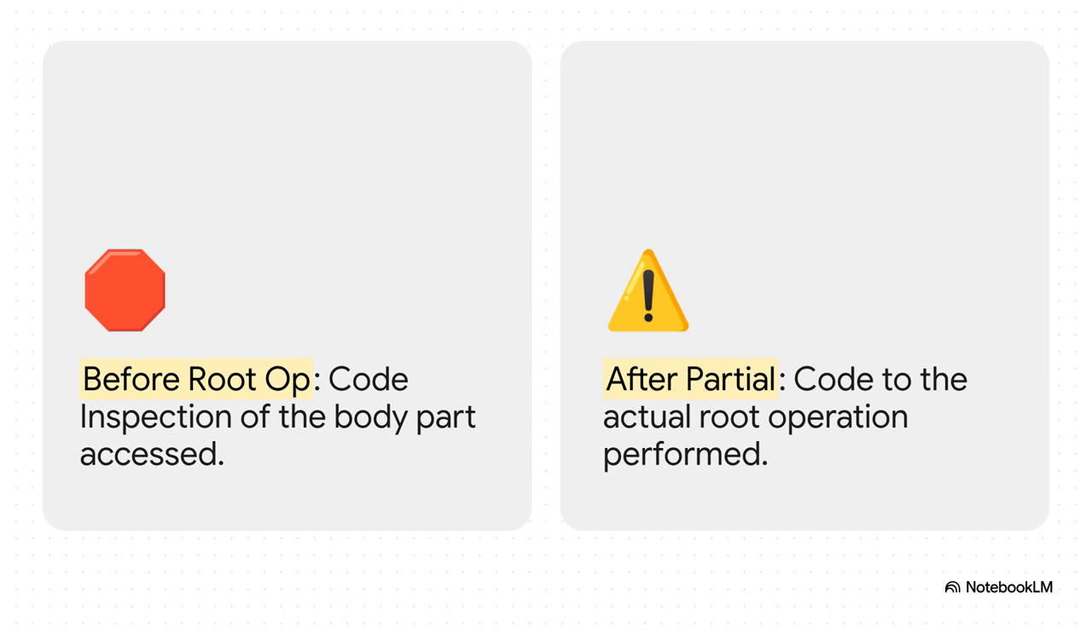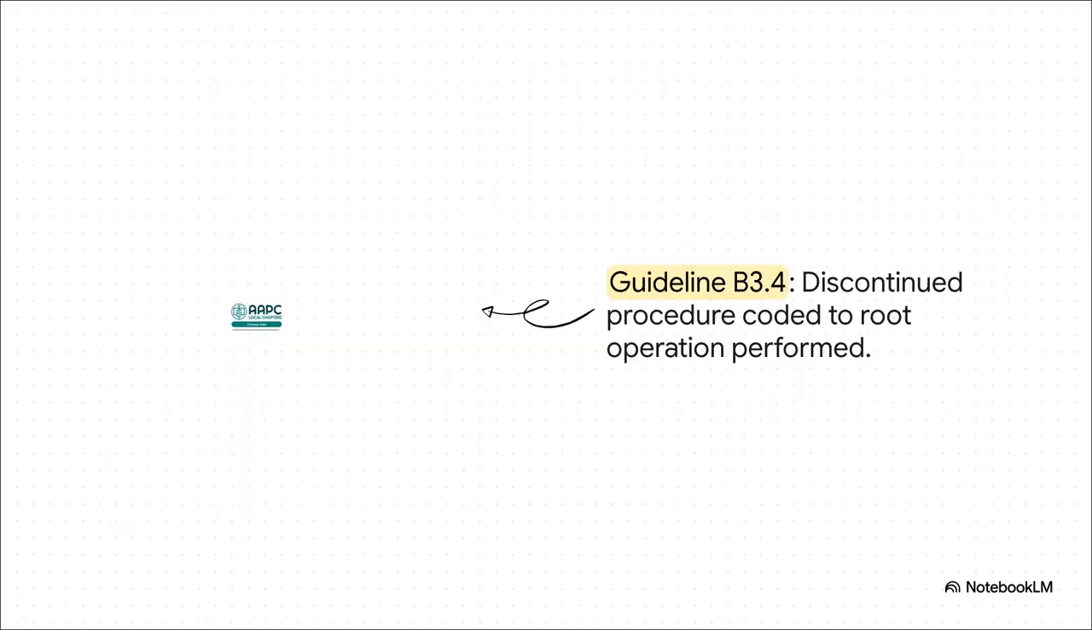Rule 1. If the procedure is discontinued before any root operation is performed, you just code the root operation inspection of the body part or approach that was accessed. Essentially, you only looked, you didn't treat. Rule 2. If the procedure is discontinued after a root operation is partially completed, you code the root operation that was actually performed up to that point. You never code for the intended procedure if it wasn't actually accomplished. And the crucial point for this is found right here in the guidelines for discontinued procedures.